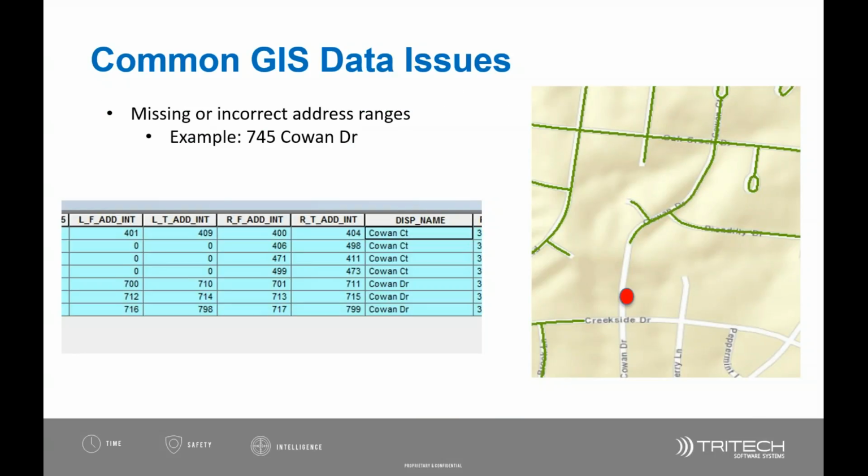Another problem we find is missing or incorrect address ranges in your GIS data. In this case, we have 745 Cowan Drive. Okay, so down here we have the GIS layer. Open up the attribute table. 745 Cowan Drive should probably appear in this line right here at the bottom. But if I go over to the map, I'm going to see that that segment doesn't actually make it all the way down to that location. So this record might geocode. It's just probably going to geocode in the wrong location.